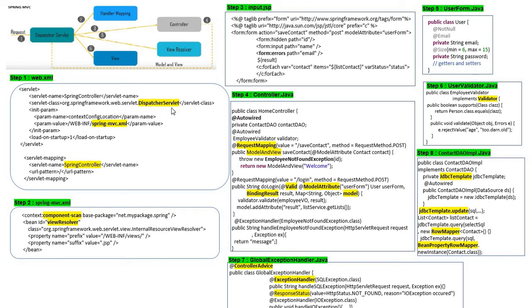The DispatcherServlet. By default, Spring will have its own XML file, but if you want your own XML file, you can configure it here and pass it to the servlet as a context config location. The purpose of this MVC XML is that all the application-related configurations can be done in it. Only the servlet-related information we configure in the web.xml, and anything related to the application we configure in Spring MVC.xml.